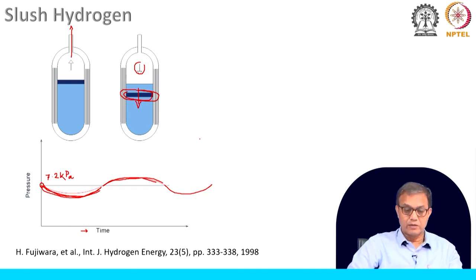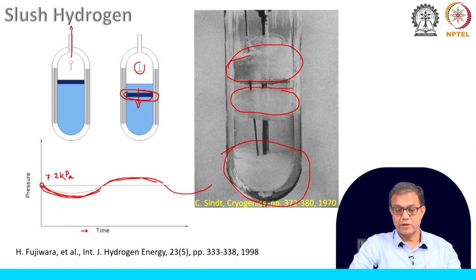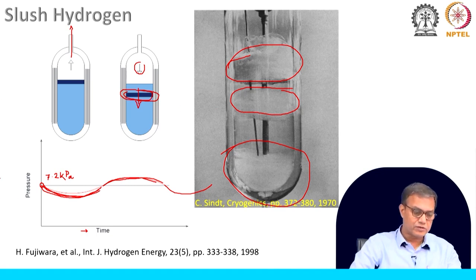If we look at the diagram, it is taken from the Cryogenics journal by Sindt in 1970. You can see the slurry, or solid hydrogen, that has been produced inside this double walled vessel. Some has come below, some is in the middle, and some of the liquid and solid hydrogen is at the top. This is how it is produced for a laboratory scale of slurry hydrogen.